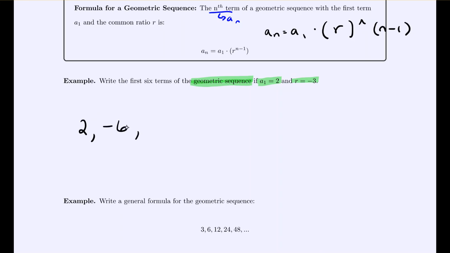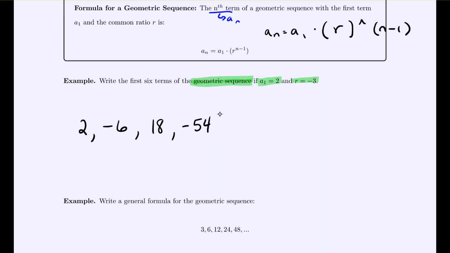To get the next term, I would also multiply by -3. -6 times -3. Remember, negative times negative would be positive. Specifically, we get positive 18, and you can always verify this in your calculator. To get to our next term, we would take 18 times -3, and we would get -54. Now, we were asked to find the first 6 terms, and we've only got the first 4.